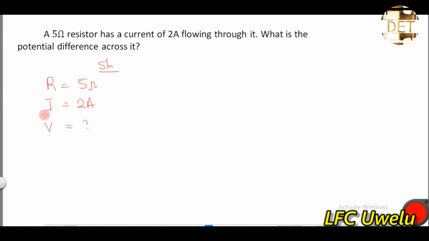So what is the formula that connects resistance, electric current, and volts? It is V is equal to IR. So my V will be equal to, my I is 2 amperes times my resistance, which is 5 ohms. So 2 times 5 would be 10, right? So my potential difference will be equal to 10 volts. This is the answer. It's very easy and straightforward.